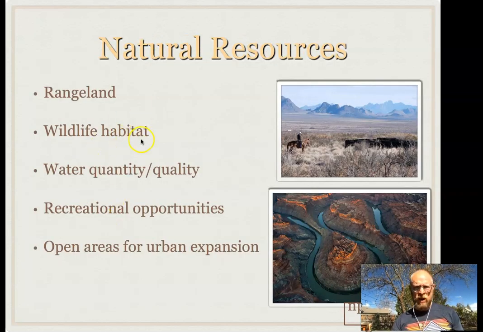So, thinking about some of the management issues in desert ecosystems, there's lots of range in desert ecosystems. And so managing grazing is really important. Obviously, wildlife habitat is really important. Water quantity and water quality are really important because we have fairly large urban centers.